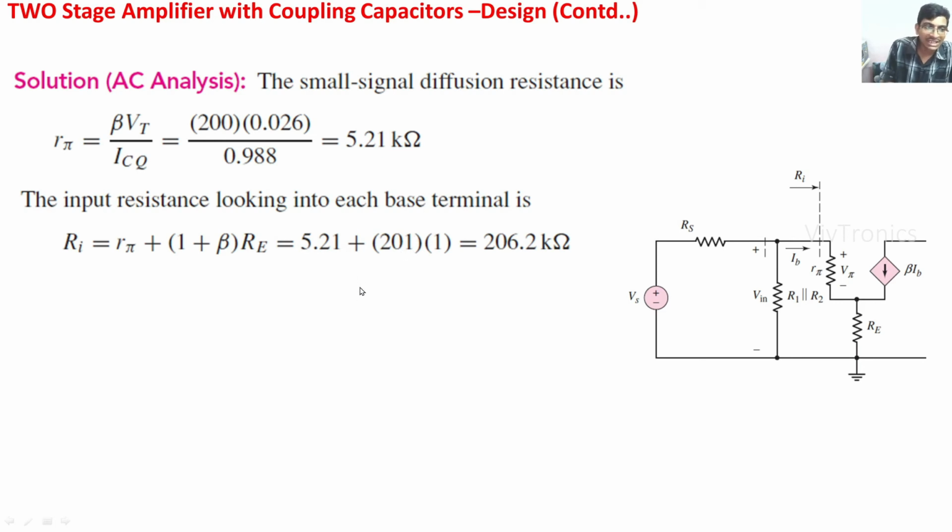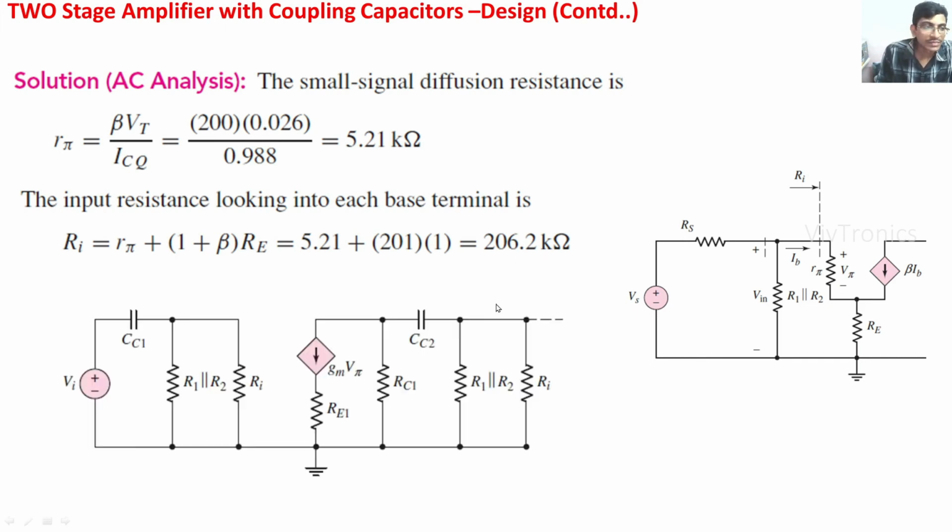The input resistance of the circuit can be given as Ri, which is equal to R pi plus (1 plus beta) times Re, from the small signal equivalent circuit. Here the R pi value is 5.21 kilo ohms and beta is 200. Therefore, 1 plus beta is equal to 201, times the Re value of 1 kilo ohm. Then we get Ri as 206.2 kilo ohms.